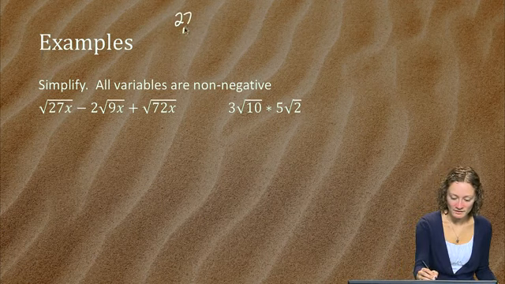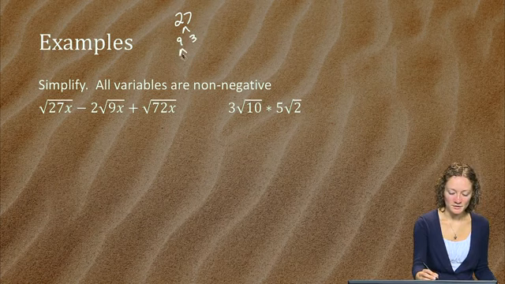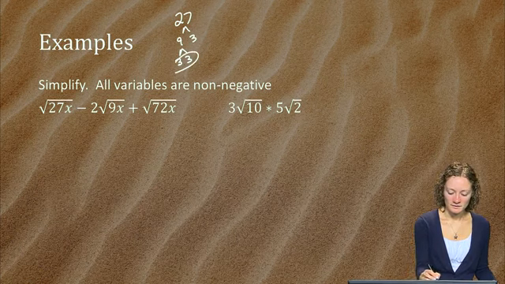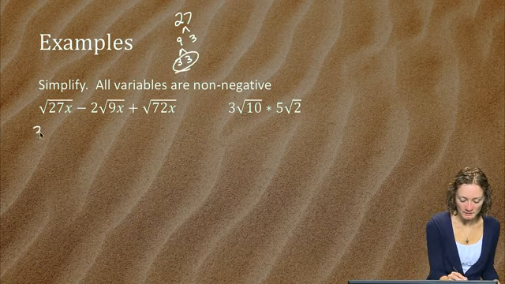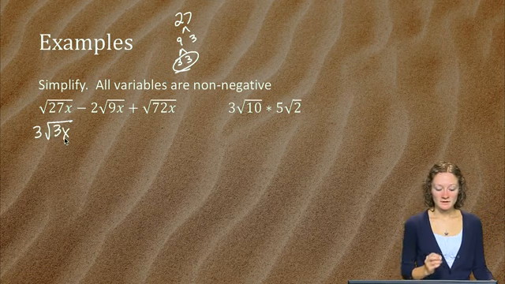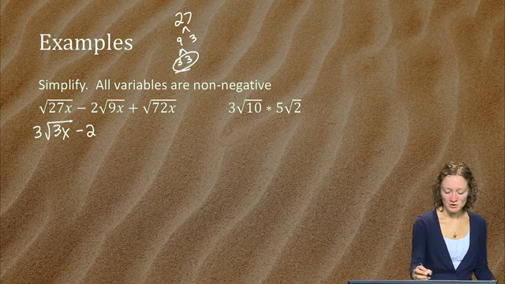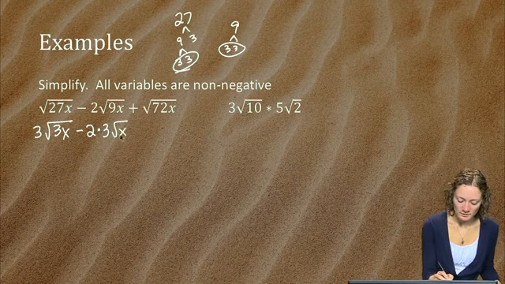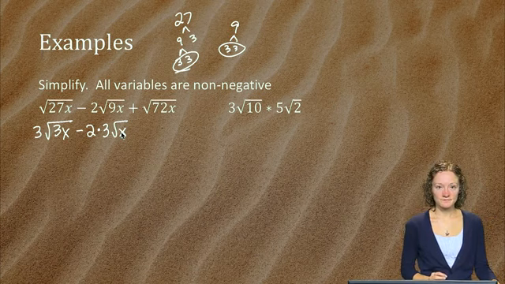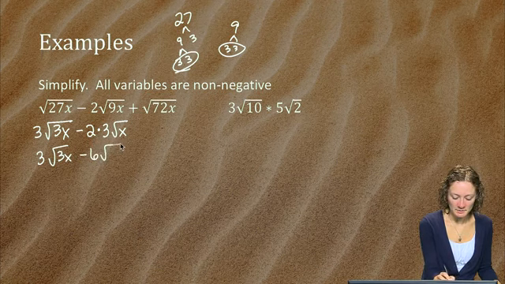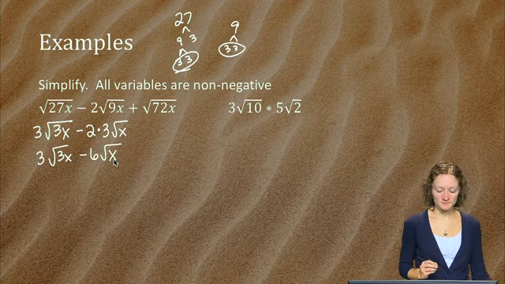So we have 27, let's start there. That breaks down to 9 and 3. 9 breaks down to 3 and 3. Pair of 3's, so a 3 comes out, leaving inside a 3x. The second one already has a 2 on the outside. That 9 is a perfect square or has a pair of 3's. So a 3 comes out, leaving an x inside. So that one ultimately cleans up to be minus 6 square root of x.